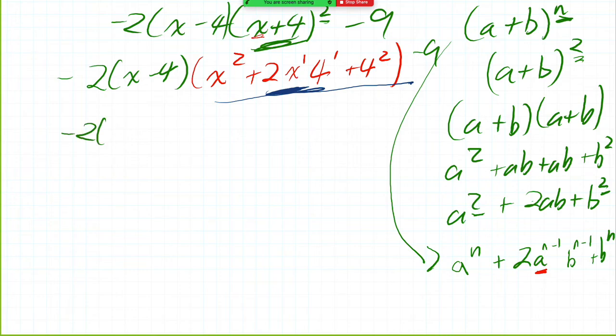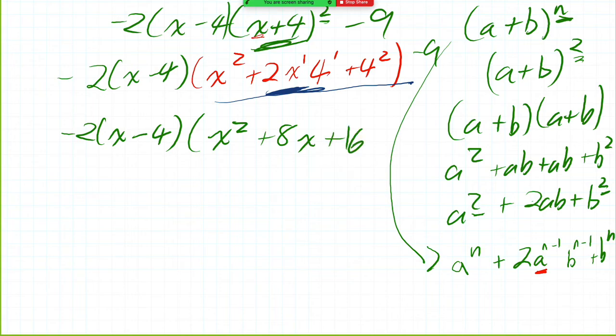So we'll go negative 2, x minus 4, okay? And here we have x squared. We're going to simplify this. This should have been 4 times 2, which is going to give us 8x plus 16. All right. We still have our minus 9. I'm kind of drawing on that number there.